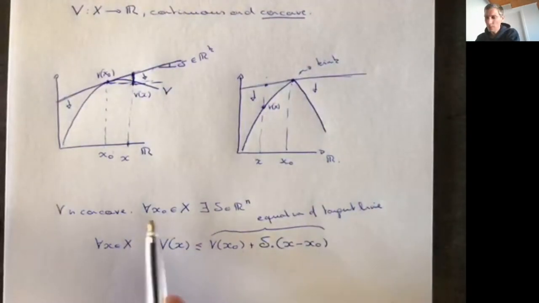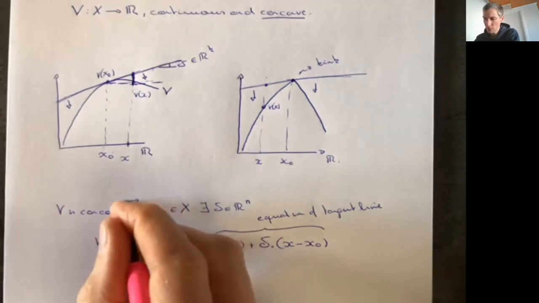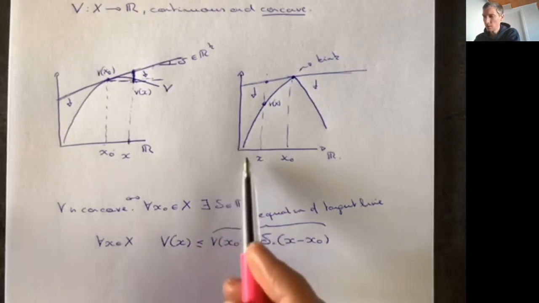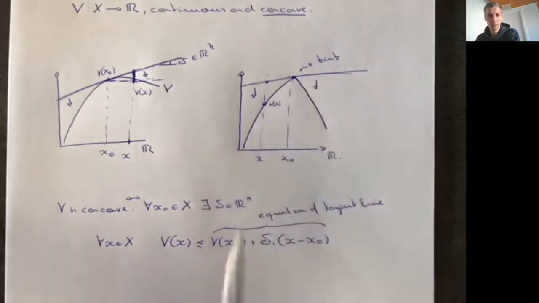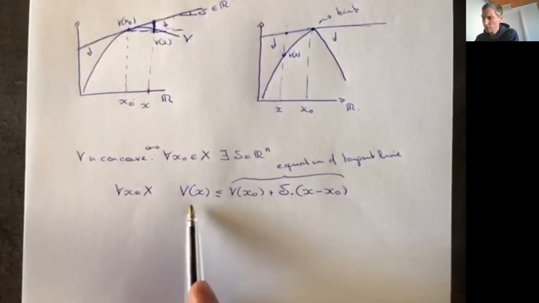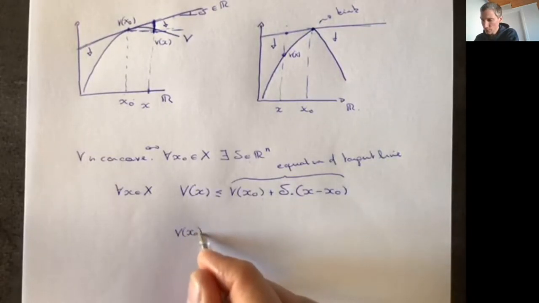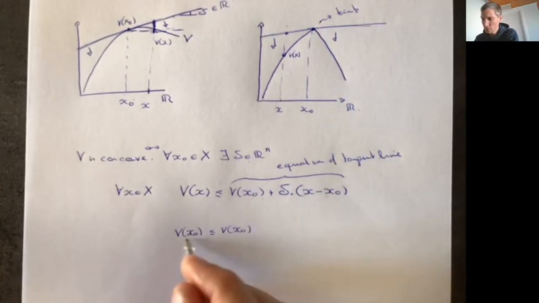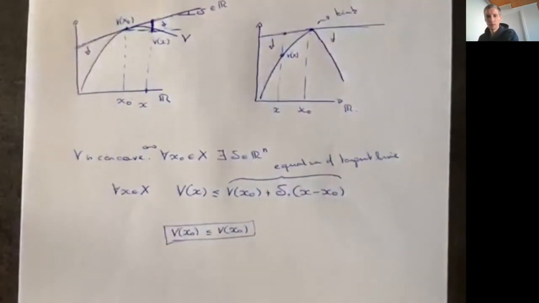So in fact, I say that if V is concave, then this assumption holds, but you can show that this is an if and only if condition. Okay. So basically, you have a concave function if and only if at every point I can draw this kind of line. And here you also see that if I take x to be equal to x0, then of course v of x0 is less or equal to, this becomes zero, this becomes v of x0. Okay, which is obviously true. Okay, good.